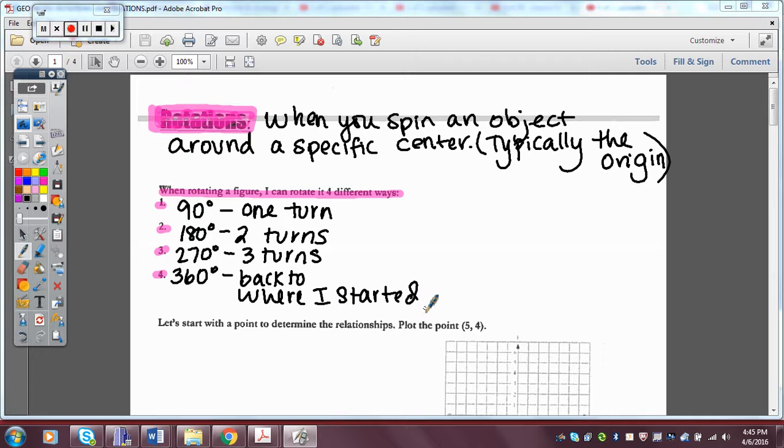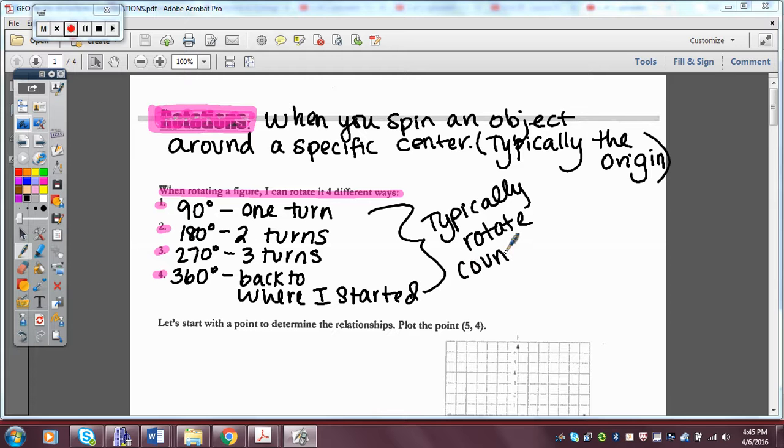Okay. Typically when we rotate an object, it's usually counterclockwise. Okay? So go ahead and take a couple seconds to finish writing this down and then we'll keep going.